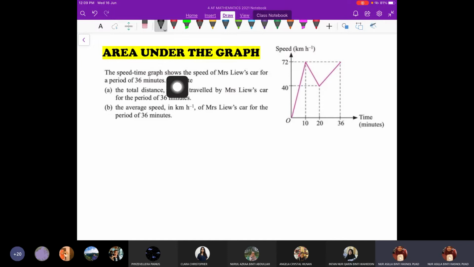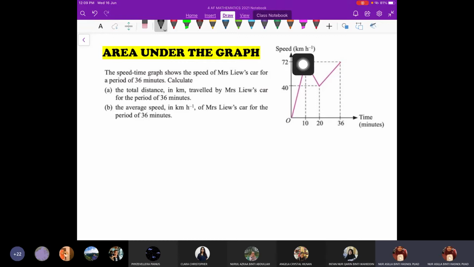Speed time graph shows the speed of Mrs. Liu's car for a period of 36 minutes. So tengok daripada 0 to 36 minutes. So calculate the total distance in kilometers travelled by Mrs. Liu's car for the period of 36 minutes.